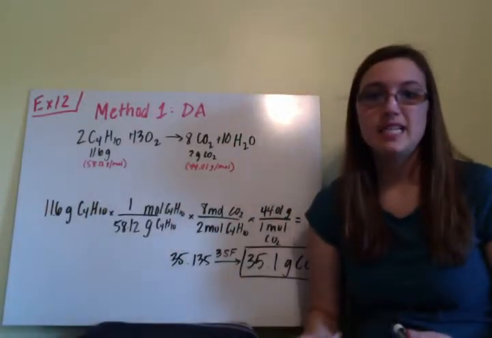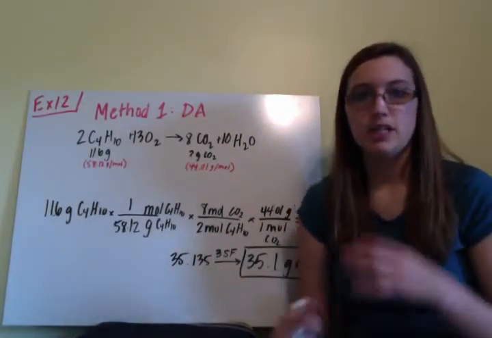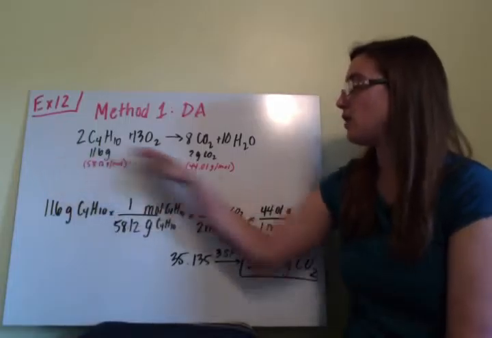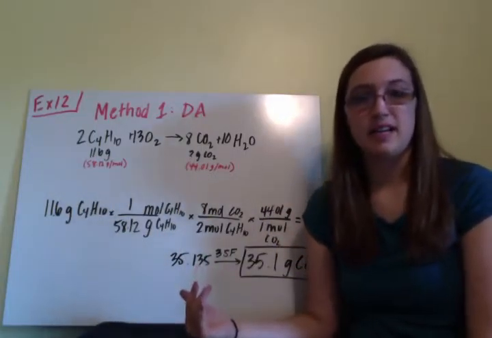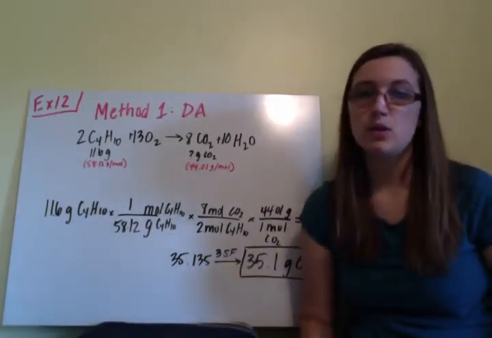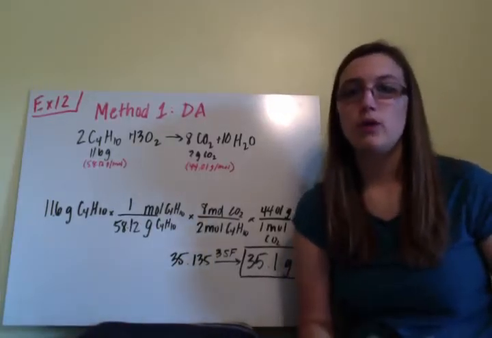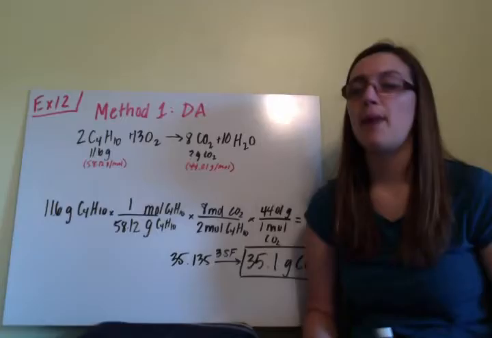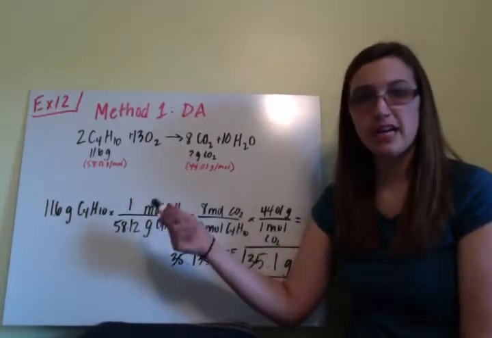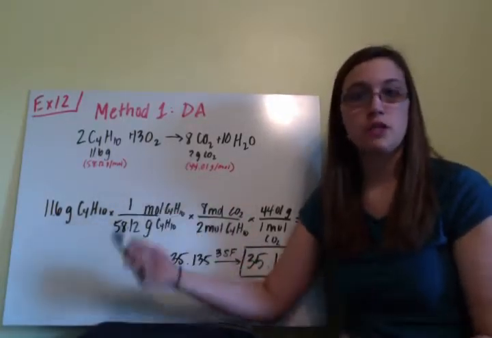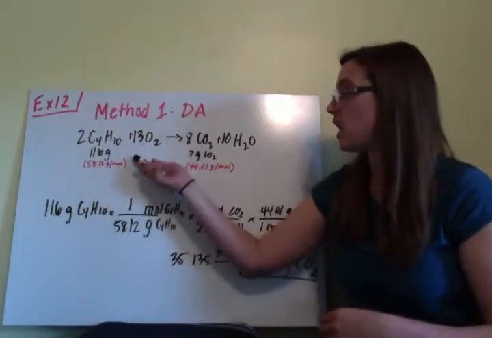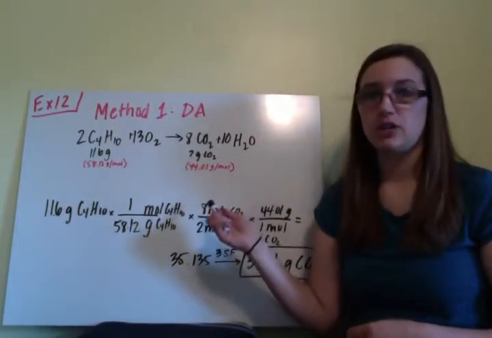Now, this problem didn't give you the balanced equation. Just to save some time, I already wrote out the equation and balanced it. If you can't write and balance equations, watch some of the previous lectures, look in your book for some practice, and go through that. This is a combustion reaction, so we have our hydrocarbon, which is butane, reacting with oxygen, producing CO2 and H2O.